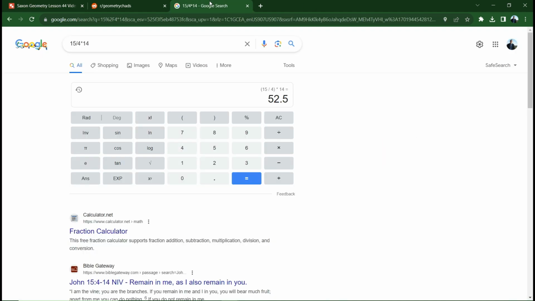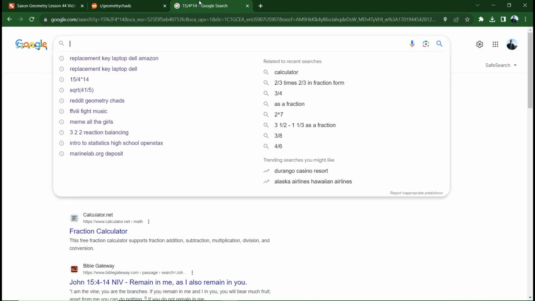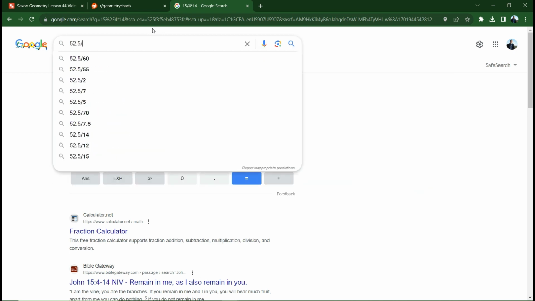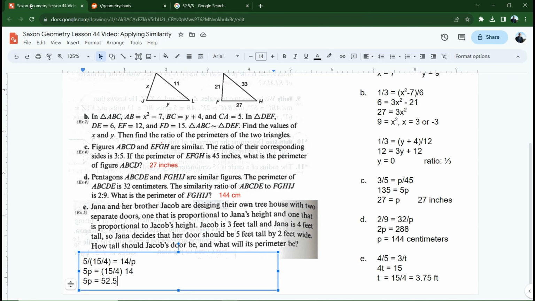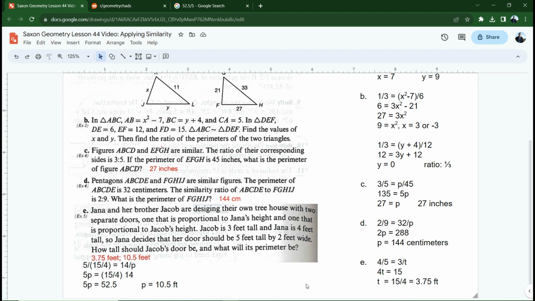And then we're going to divide both sides by 5. So 52.5 divided by 5 is 10.5. So I would say that the perimeter of Jacob's door is 10.5 feet. So his door is 3.75 feet tall, and the perimeter is 10.5 feet. Let's just quickly see what the book answers were. 3.75 feet tall and a 10.5 foot perimeter. Yes, we got it. All right, that's how you do these sorts of problems.